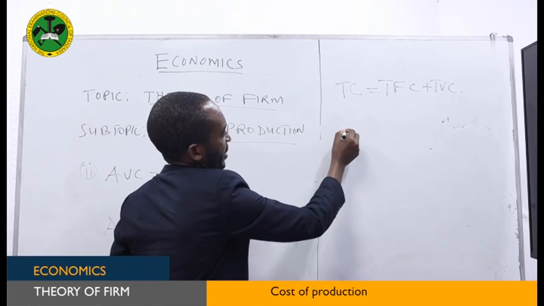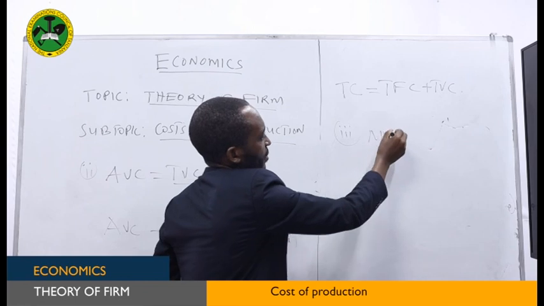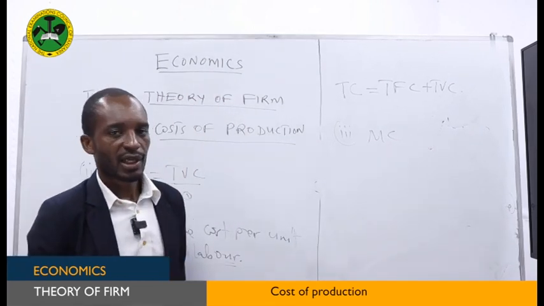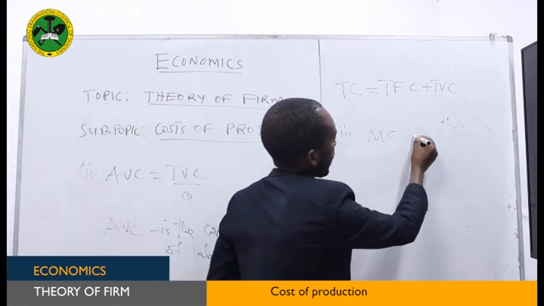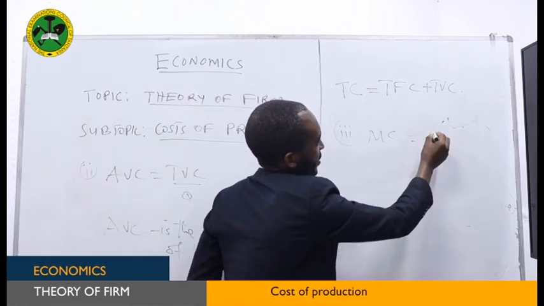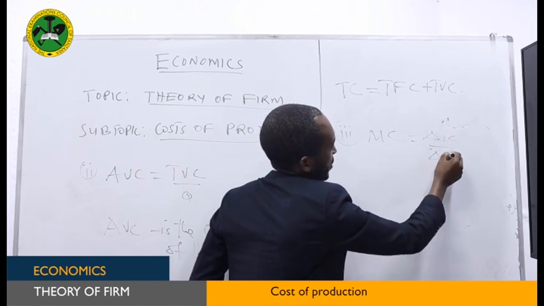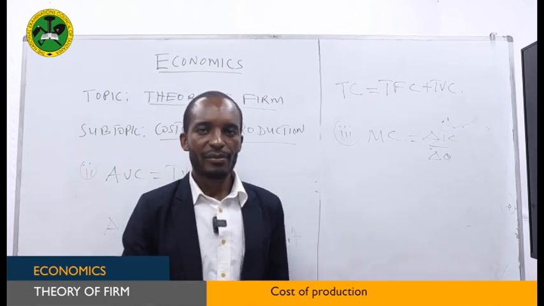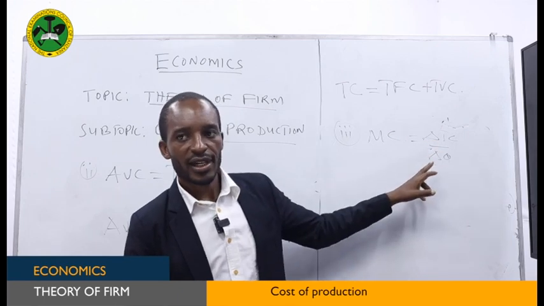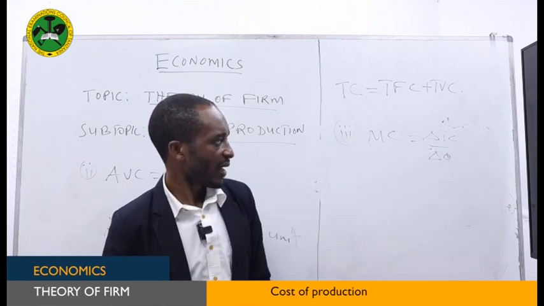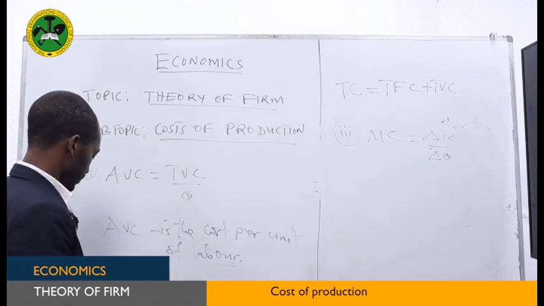The third concept is marginal cost. Now the marginal cost equals the change in total cost divided by the change in quantity. So the marginal cost will be equal to the change in total cost over the change in quantity produced.